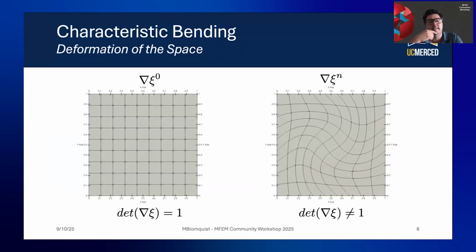And what we can do is take the gradient of our map. This actually gives us the deformation of the space. And then if we take the determinant of this, we can see how volume preserving this mapping is, or what the action of the velocity field is doing to the solution itself. So if we measure the determinant here and it's not equal to 1, we know that our map isn't volume preserving.